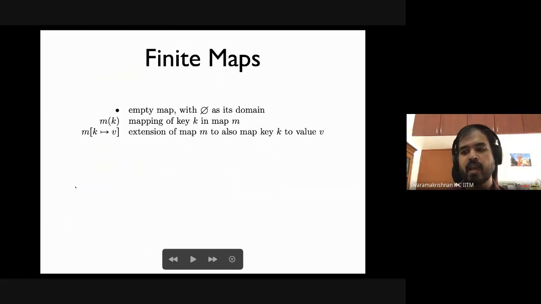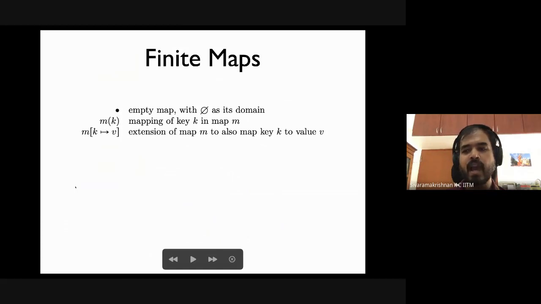And as we go through the lecture, we will come across why this finite map is special. The finite map is special because it allows you to prove properties nicely. If you have a generalized map, then it becomes a little bit tricky. But finite maps let you prove it.